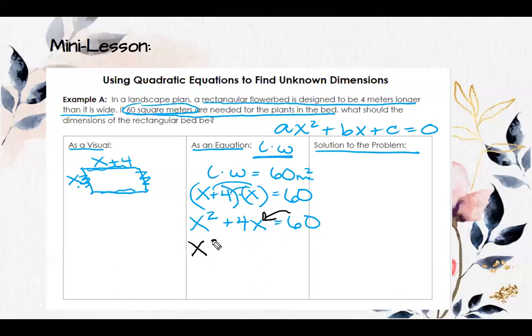Okay, x squared plus 4x minus 60 equals 0. Now what can I do? You solve it. How do we solve it?